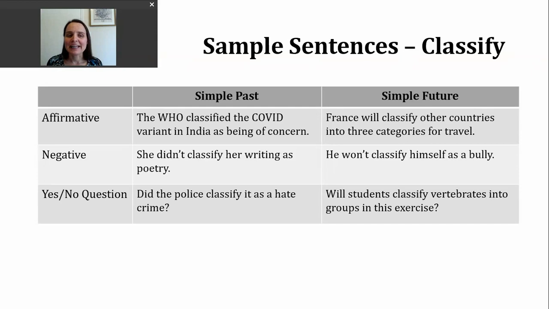Lastly, let's look at making a yes or no question in the simple future. To do this, we're going to start with will, then we'll have our subject, and then the base verb. Will students classify vertebrates into groups in this exercise? So the action of classifying occurs in many academic subjects, very commonly in biology. Students will study different groups that have those similar or shared characteristics that create various biological groups.